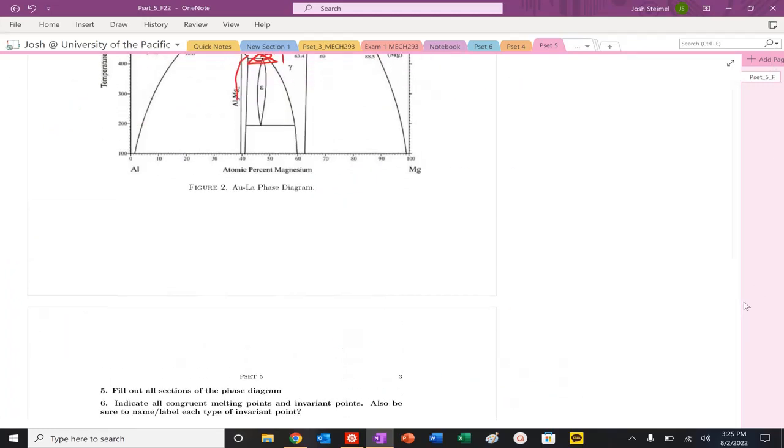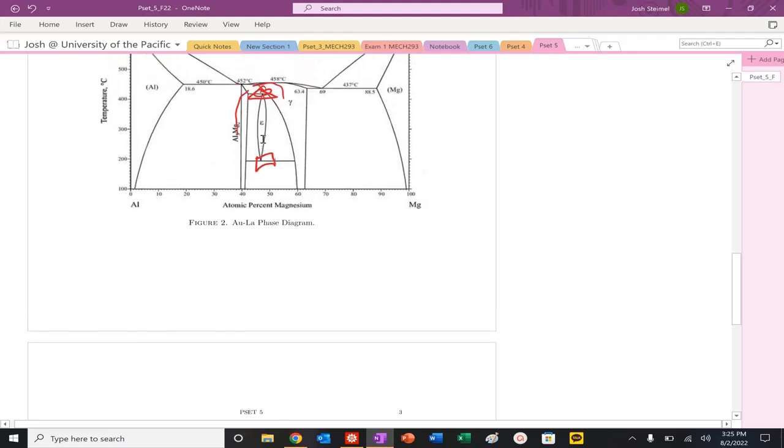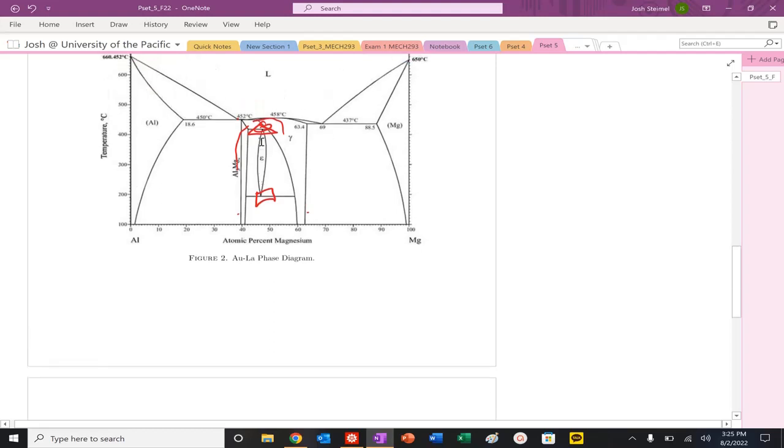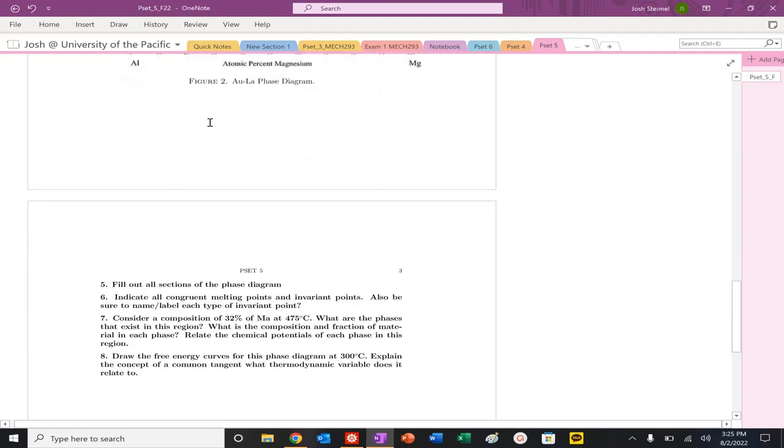So actually I could see a eutectoid right here. So single phase solid region to a two-phase solid region of this and this. So there we go. And then we already got the eutectics over here. So those are basically my invariant points right there, all in a nutshell.